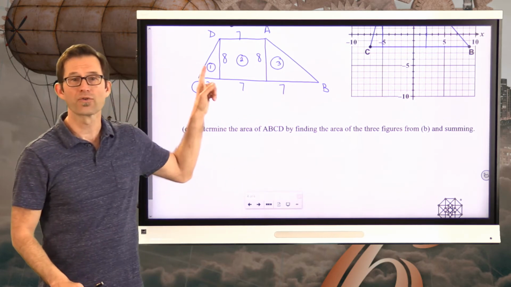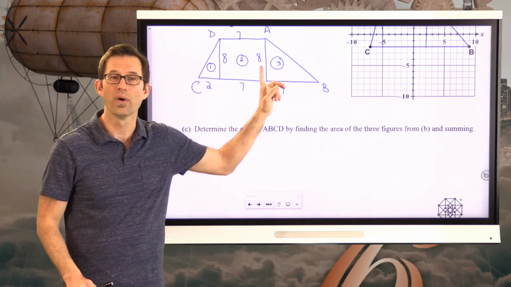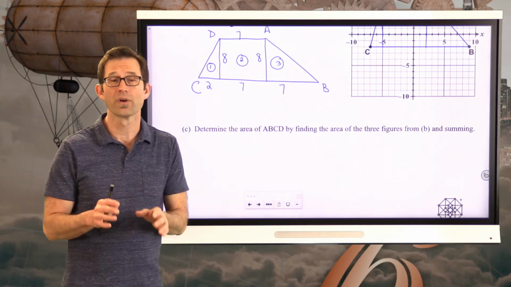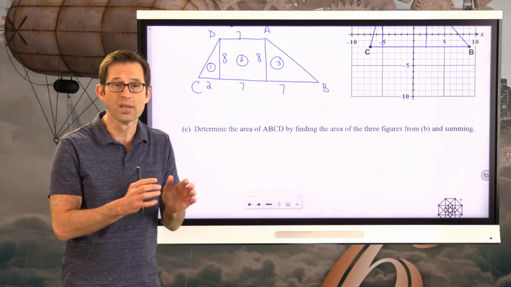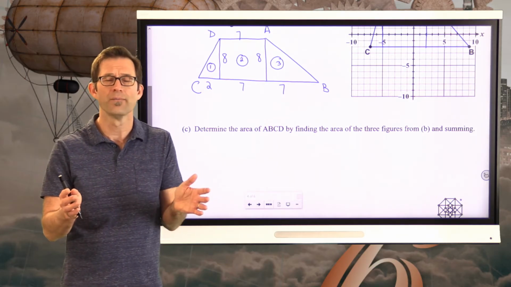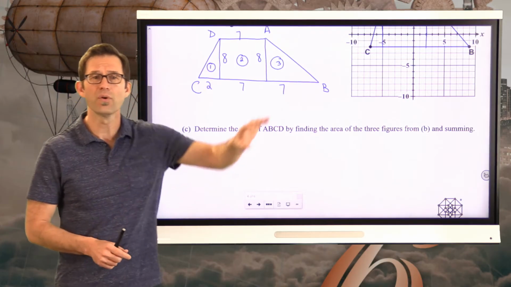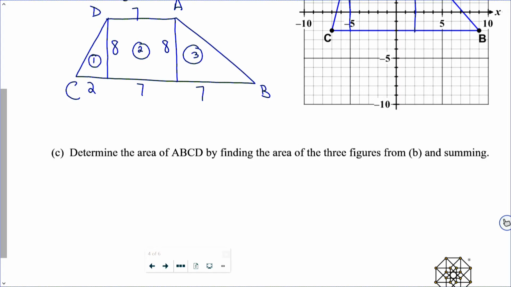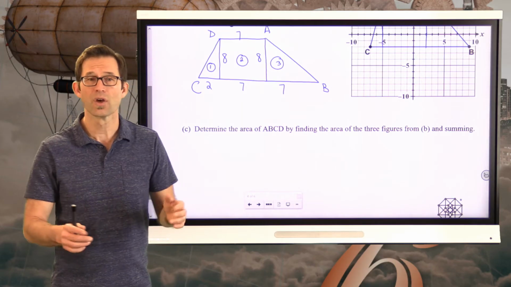So I'm going to label this right triangle as 1, the rectangle as 2, and this right triangle as 3. That way, I can really concentrate on, all right, the area of this thing is this, the area of this one is this, and the area of this one is this, and then I can add them all together. Pause the video now and see if you can figure out the area of this overall figure. All right, let's go through it.